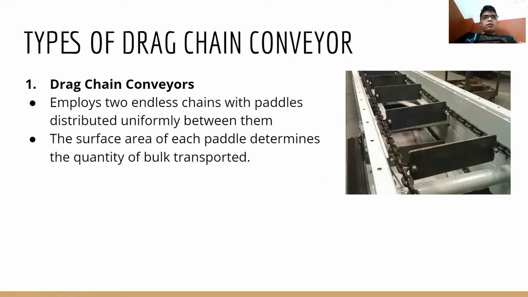Types of drag chain conveyor. First is the standard drag chain conveyor, or simply drag chain conveyors, which uses two endless chains with evenly spaced paddles between them, which drag along the bottom of a trough to transport material. The amount of bulk moved by each paddle is dictated by its surface area, as well as the chain speed, and they are replaceable once they wear down. The chain speed is typically slow, which decreases energy consumption, and the whole assembly is easy to use, simple, and cost-effective.